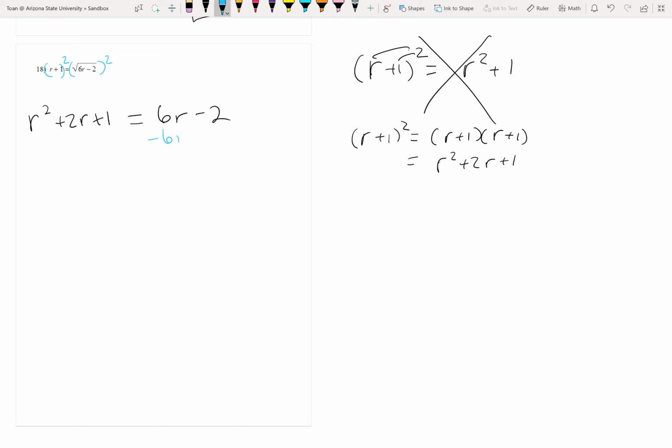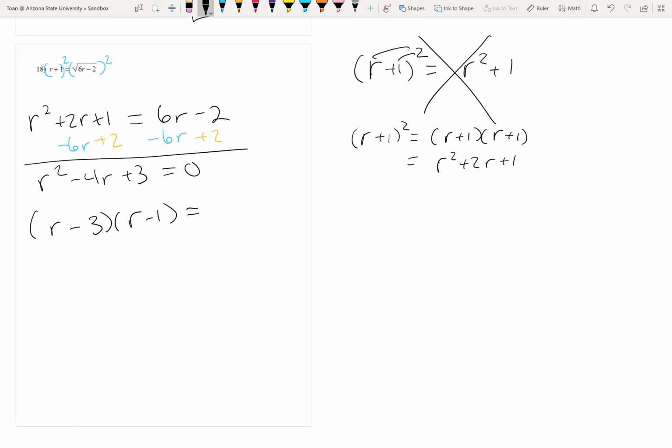So we're going to do 2 steps, subtract the 6r, and then we're going to go ahead and add the 2 to both sides. r squared minus 4r plus 3 equals 0. Fortunately, this is factorable. r minus 3, r minus 1. If you set each of them separately equal to 0, you're going to get r equals 3, r equals 1. But when it comes to radical equations, if there are variables on both sides in the original problem, you must check your answers because you may get extraneous solutions.